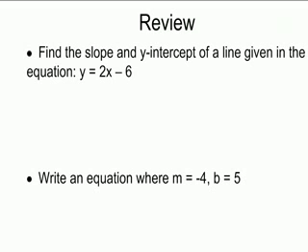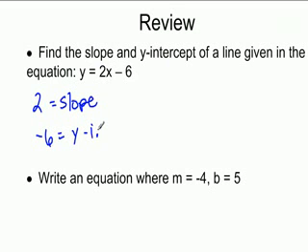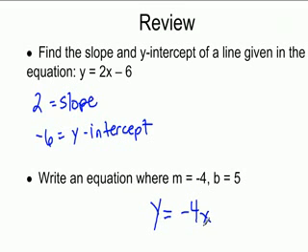Now let's do a quick review. Find the slope and the y-intercept if the line given is the equation y equals 2x minus 6. Go ahead and press pause and try it, and when you're finished, come back and check your answer. Now that you're back, find the slope and the y-intercept. Well, if this is our equation, 2 equals the slope, negative 6 equals the y-intercept. Write an equation where m is negative 4 and b is 5. Well, y equals negative 4x plus 5.